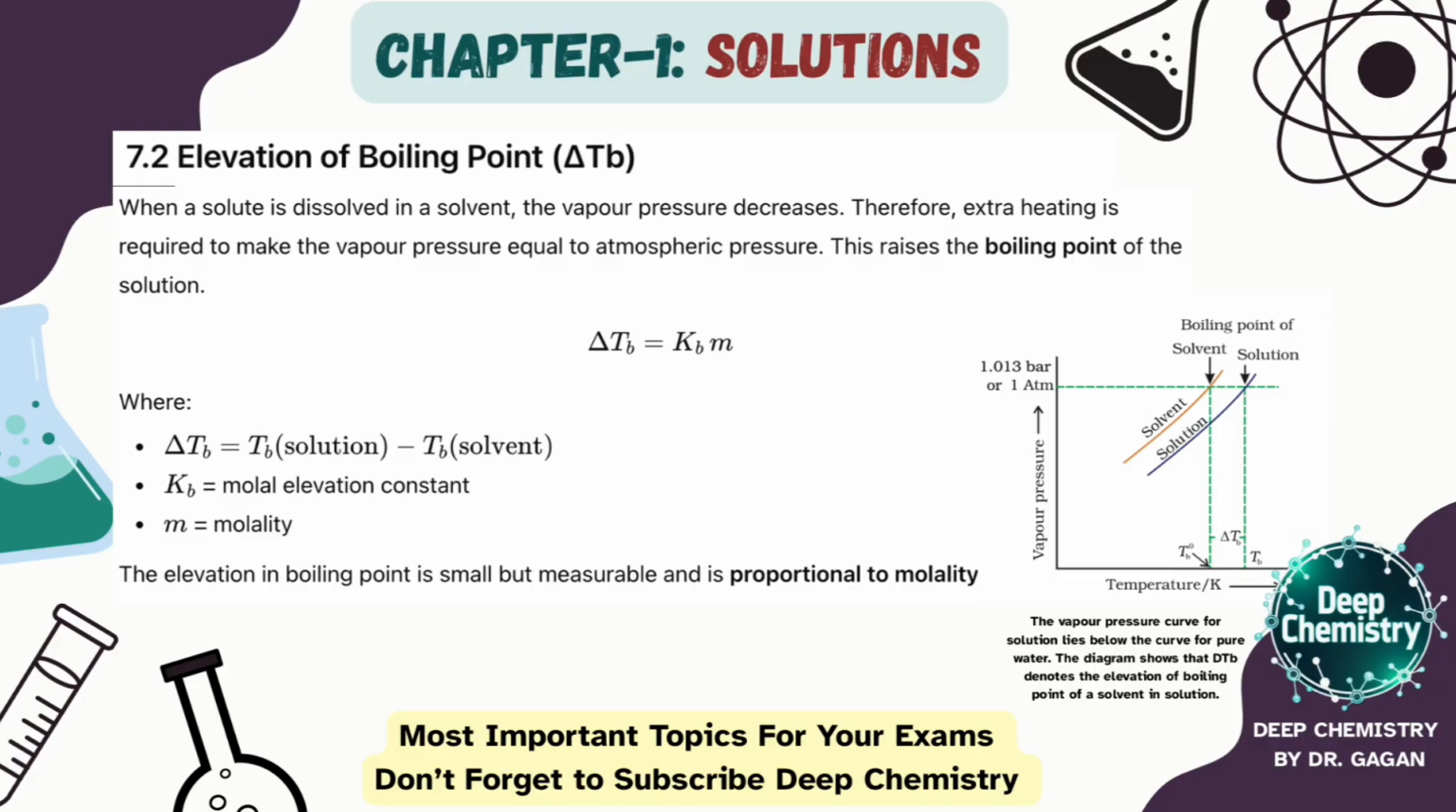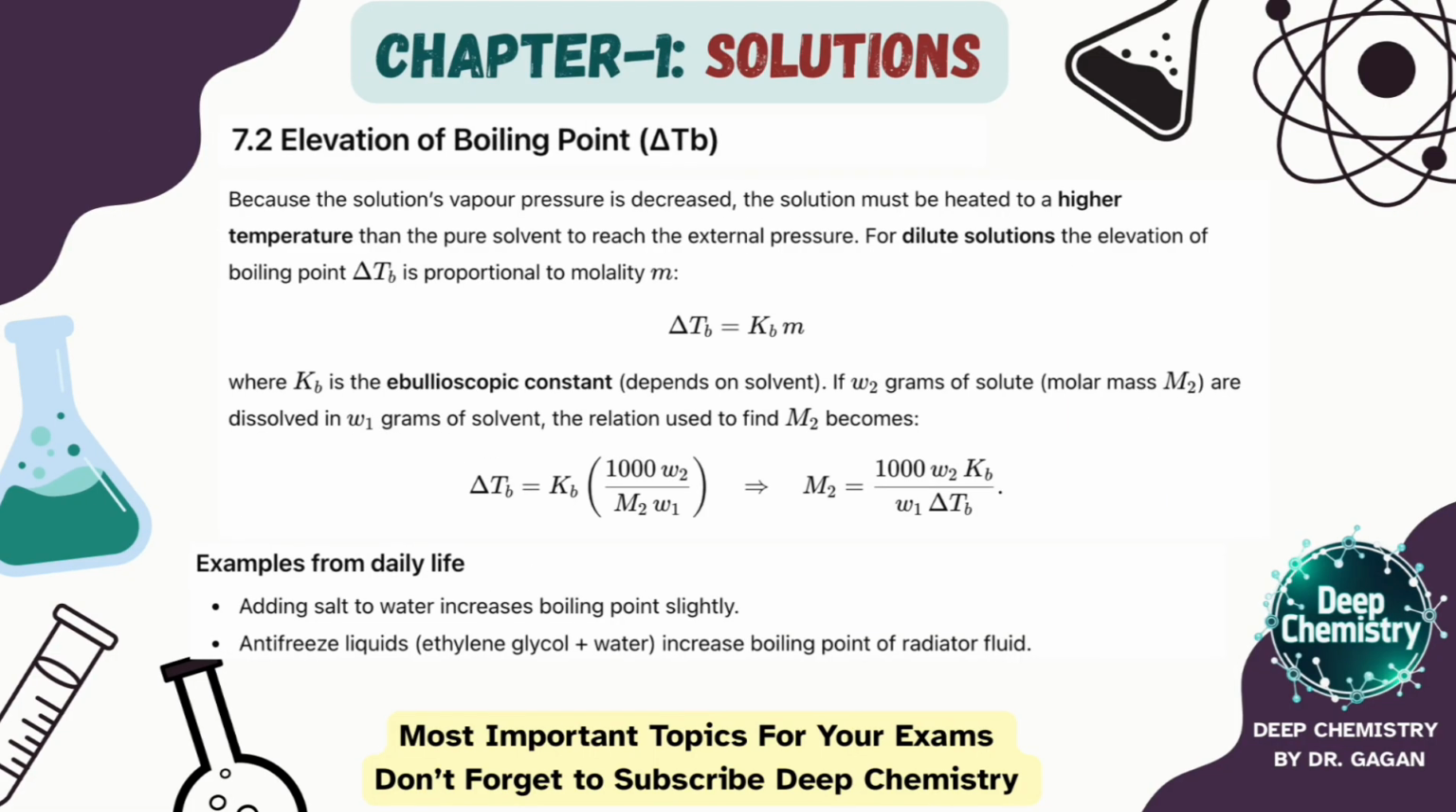The elevation in boiling point is small but measurable. Because the solution's vapor pressure is decreased, the solution must be heated to a higher temperature. For dilute solutions, the elevation in boiling point ΔTb is proportional to Kb m. Kb is also called the ebullioscopic constant, and ΔTb can be calculated by the given formula. Examples from daily life include adding salt to water increases the boiling point slightly.